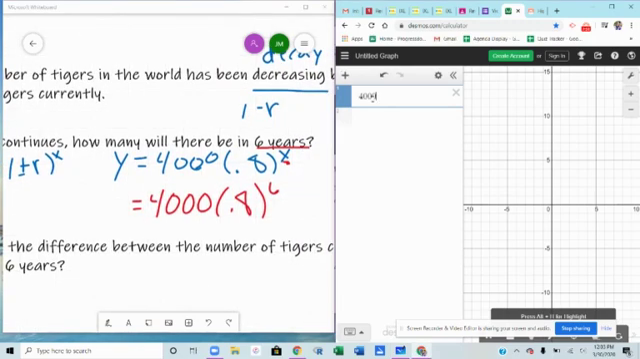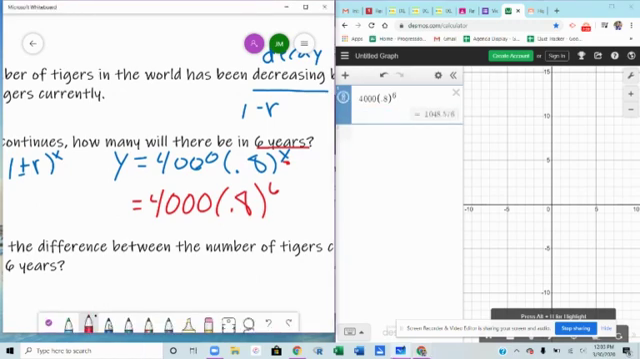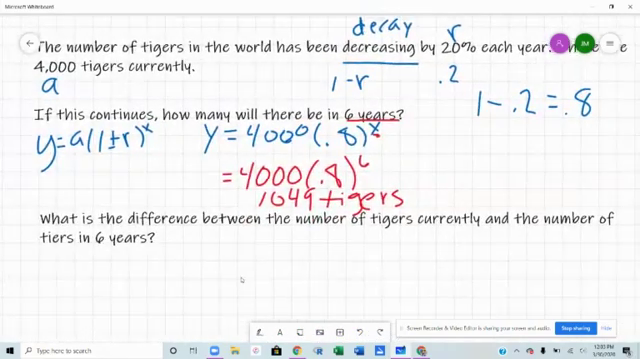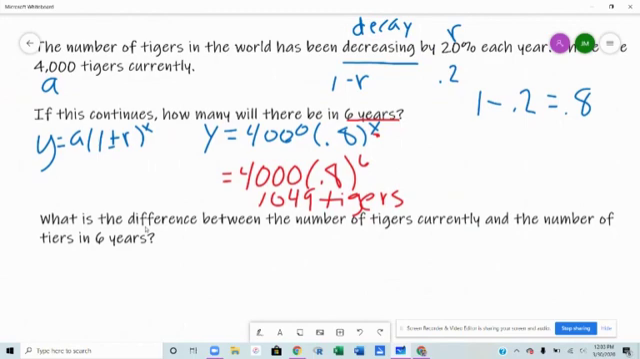We've got 4,000 times 0.8 in parentheses to the power of 6, which gives us 1,049, because this 5 right here makes this 8 round up, tigers. Don't forget your label. Can't just leave it as 1,049, because 1,049 what? 1,049 tigers.